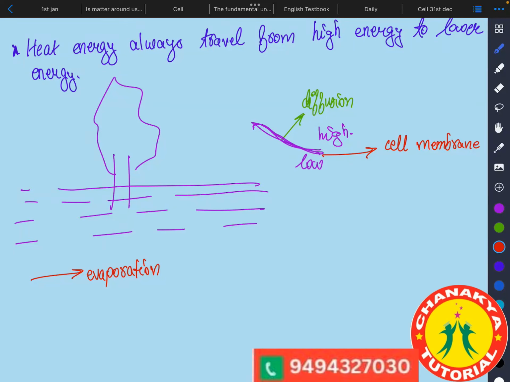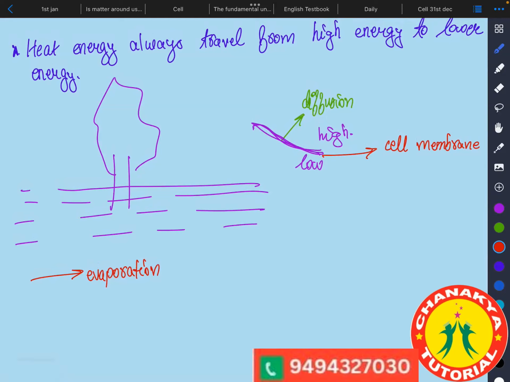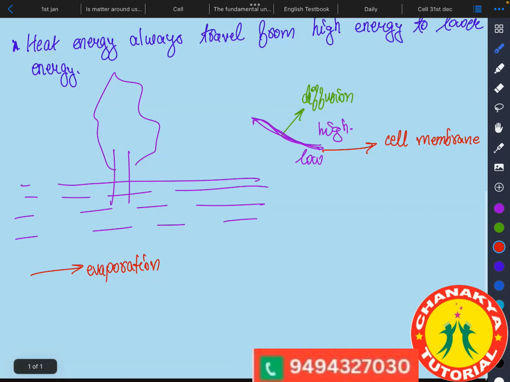Amoeba has pseudopodia, correct? It also gets its food through its cell membrane. I will show you how it gets its food with the help of the cell membrane. We say it as a pseudopodia, correct?